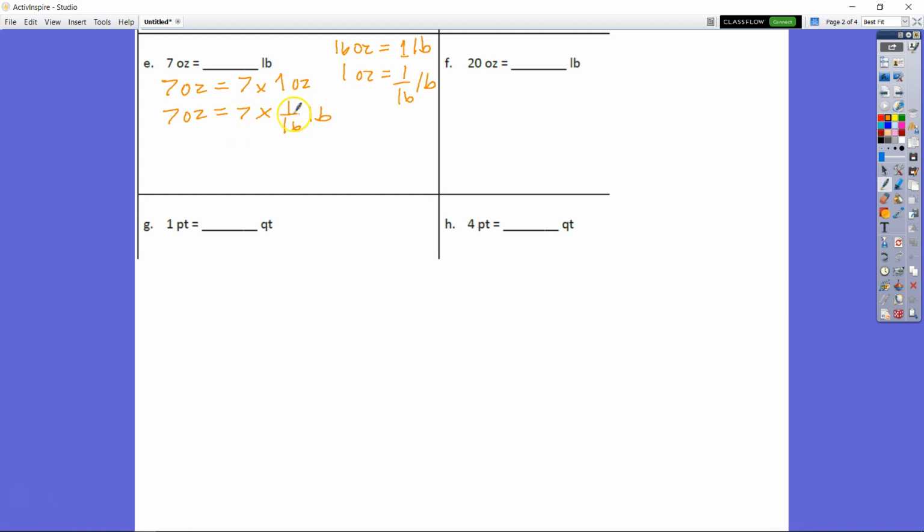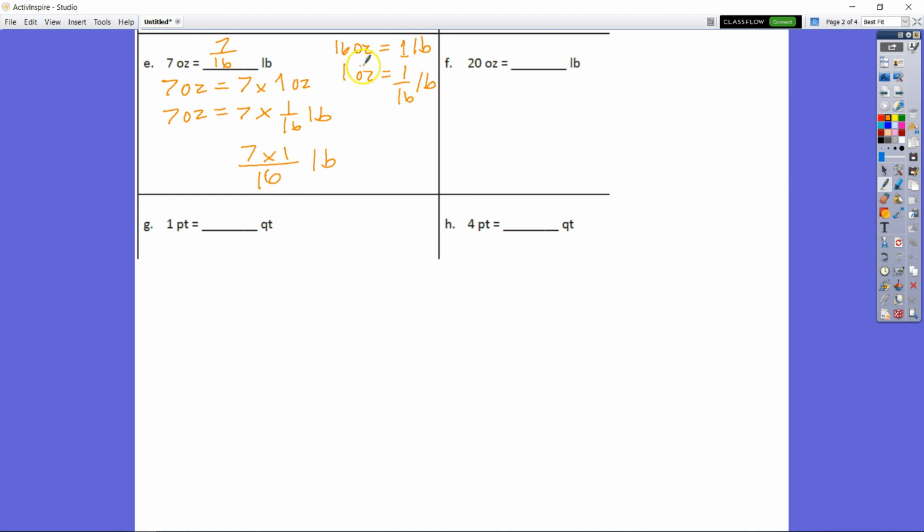All right, so now we have 7 times 1. You can rewrite that like that if you want. I'm just going to go ahead and write it as 7/16 of a pound. All right, same thing. We can use the same information here.